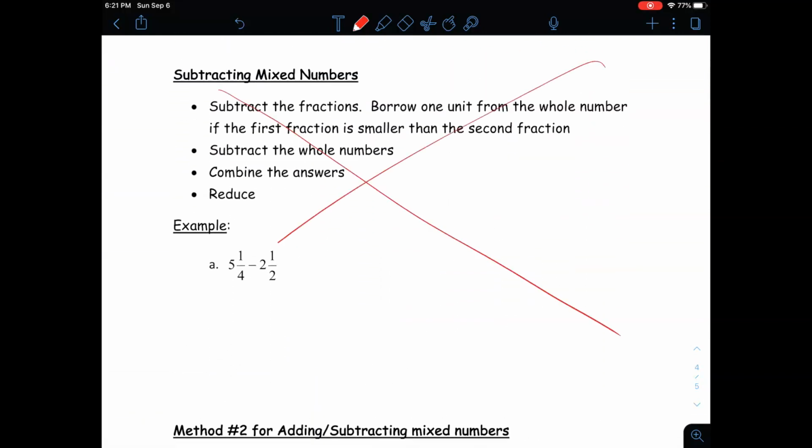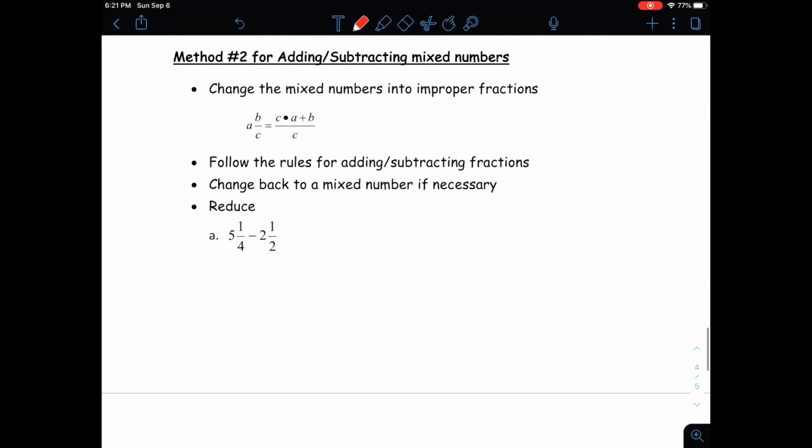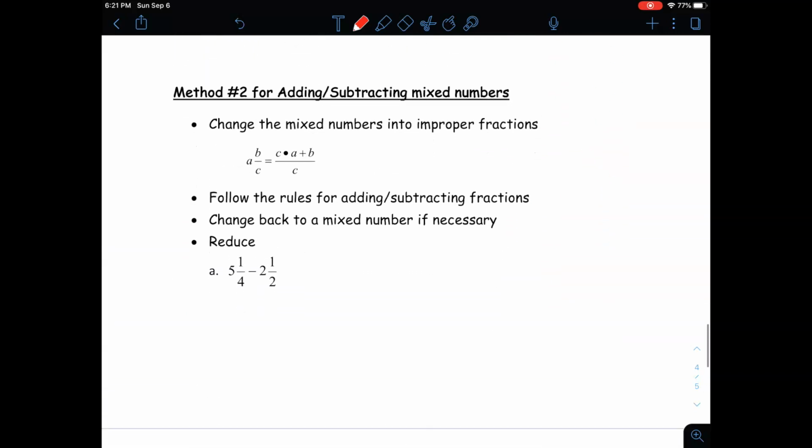We're going to jump to method 2. Okay. So it says method 2 for adding or subtracting mixed numbers. Change the mixed numbers to improper fractions, and then follow the rules for adding and subtracting fractions. Change back to mixed number if necessary and reduce.